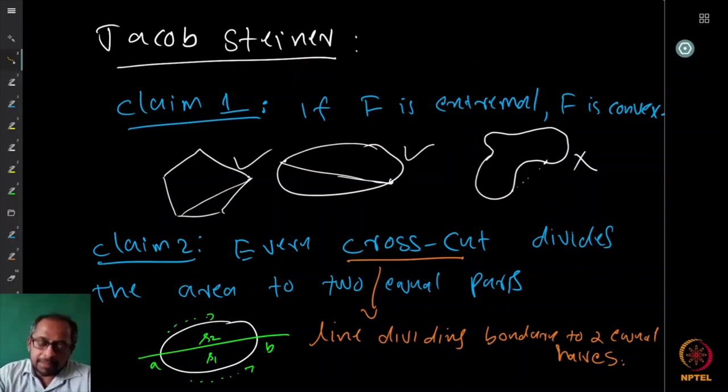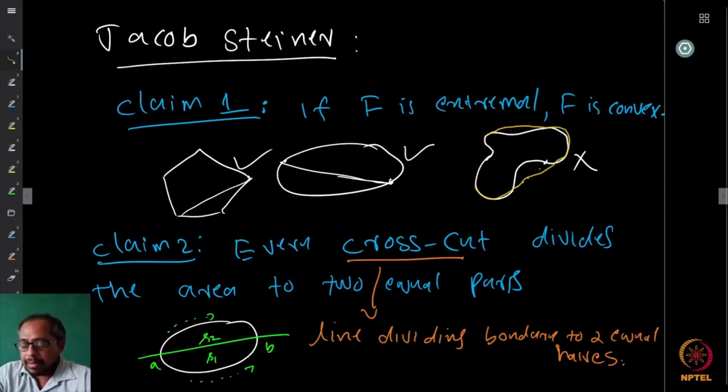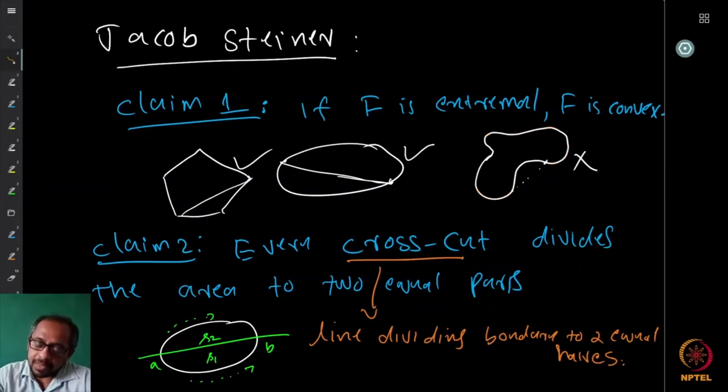Now, suppose it is not convex. We are talking about figures with the same perimeter, the length of the boundary is the same. Now, if the figure is not convex, I want you to show that you can basically increase the area without increasing the length of the boundary. Once you show that, claim one holds: if F is extremal, then F must be convex.